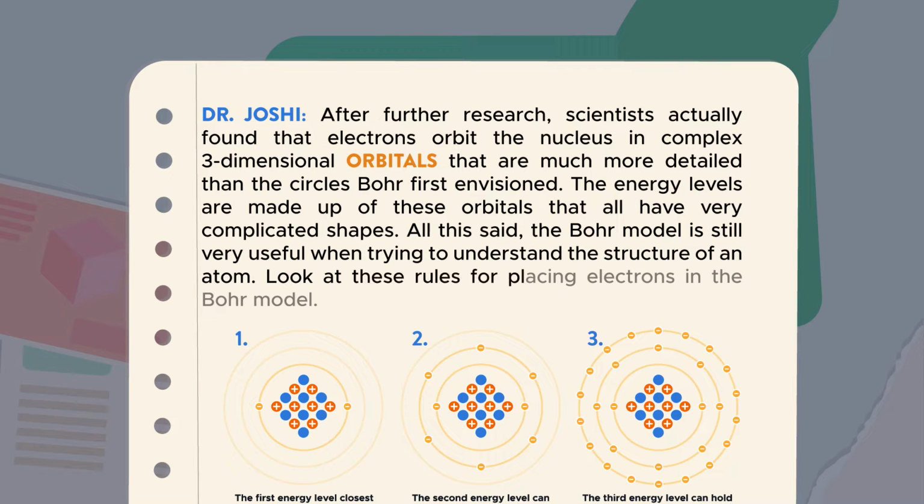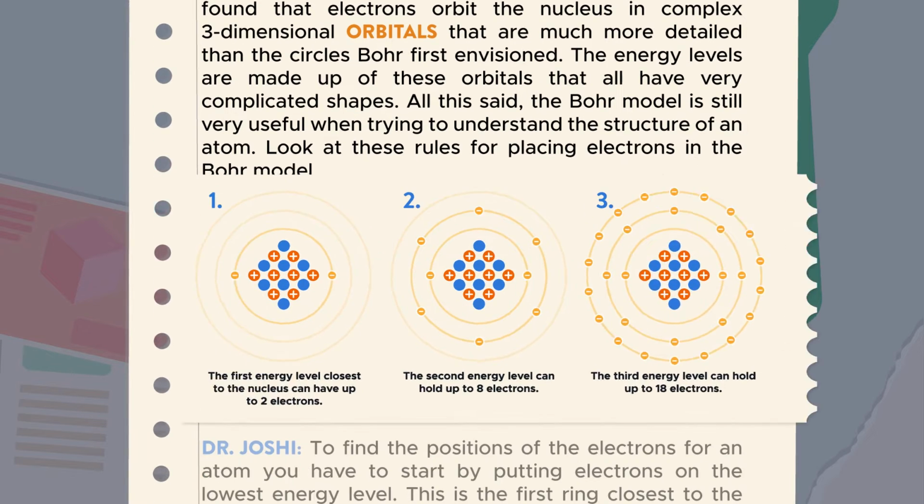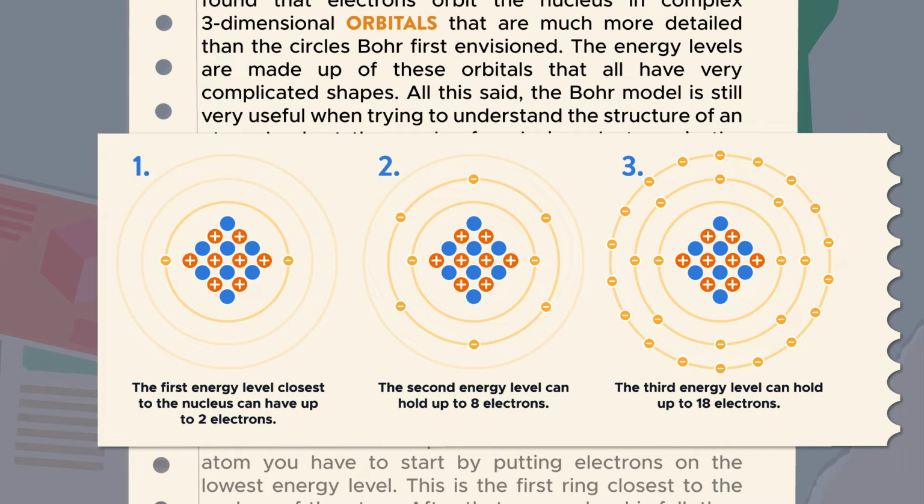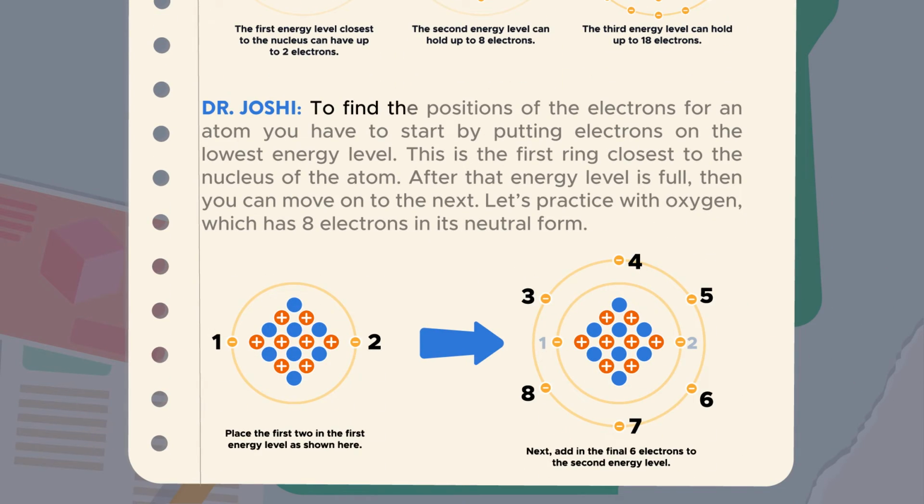Look at these rules for placing electrons on the Bohr model. 1. The first energy level closest to the nucleus can have up to 2 electrons. 2. The second energy level can hold up to 8 electrons. 3. The third energy level can hold up to 18 electrons. To find the positions of the electrons for an atom, you have to start by putting electrons on the lowest energy level. This is the first ring closest to the nucleus of the atom. After that energy level is full, then you can move on to the next.